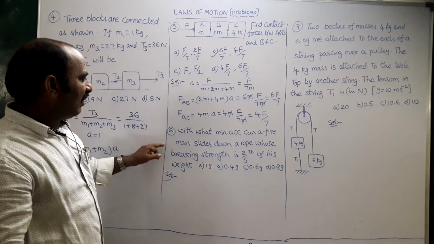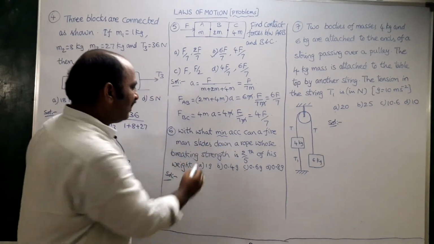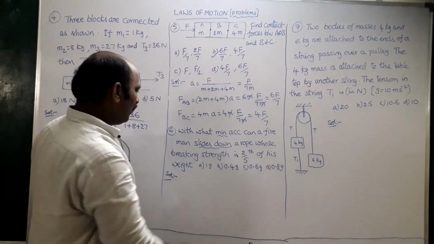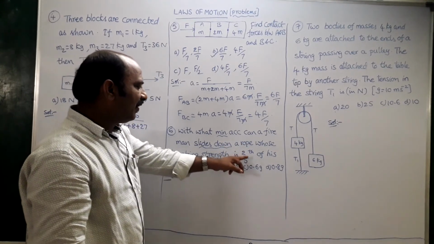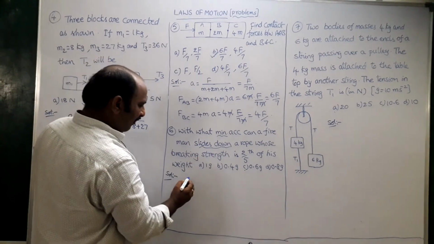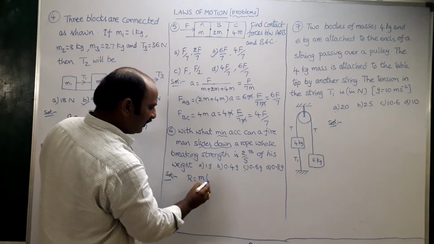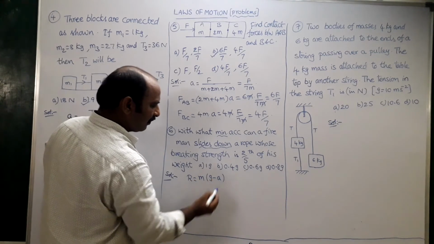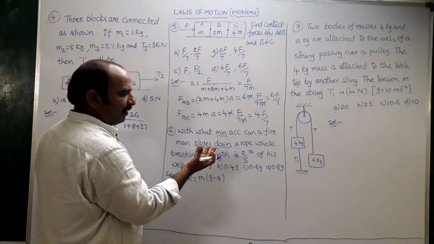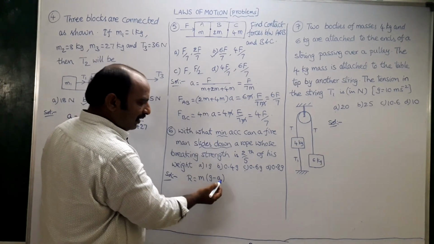Next, see the sixth one. With what minimum acceleration can a fireman slide down a rope whose breaking strength is 2/5 of his weight? Here the apparent weight of a person R is equal to m of g minus a, because the person moves sliding down. That's why we take m of g minus a.